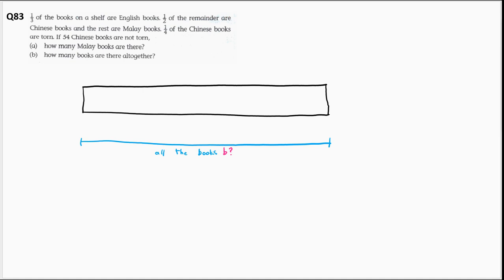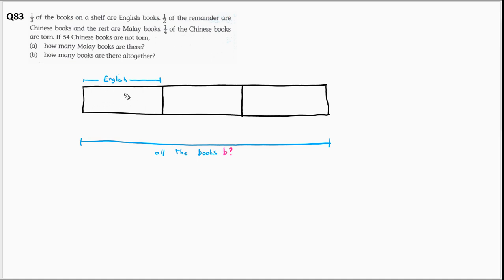Right. It says a third of the books on the shelf are English books. So we're going to divide this bar into thirds. And we're told that a third are English books. Okay, so let's put that in. English, and I've done it like this. You could shade it in or whatever it is.